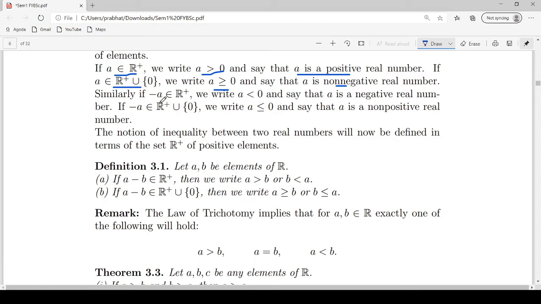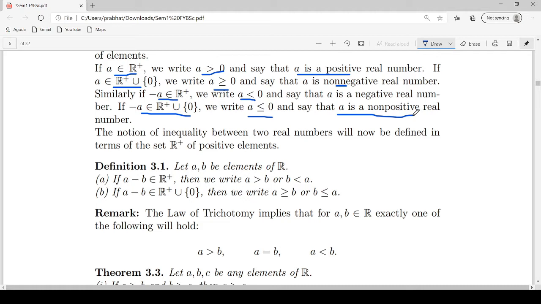Next, similarly, if the additive inverse of A belongs to R plus, we write A is less than 0. And if the additive inverse of A belongs to R plus union 0, we write A is less than or equal to 0, and we say that A is a non-positive real number.